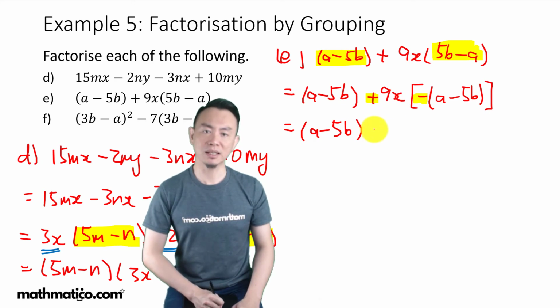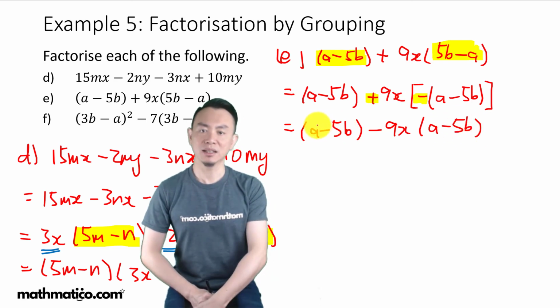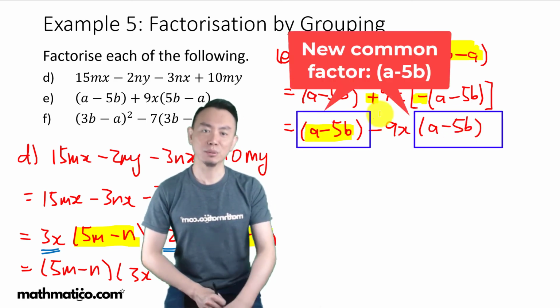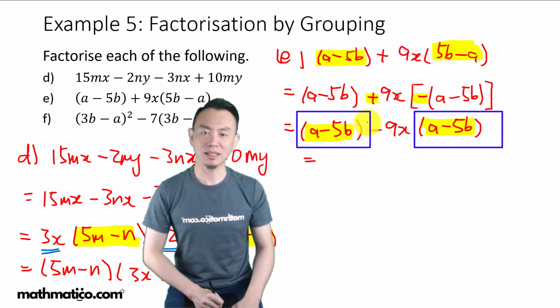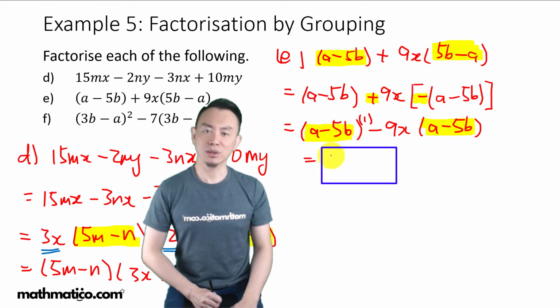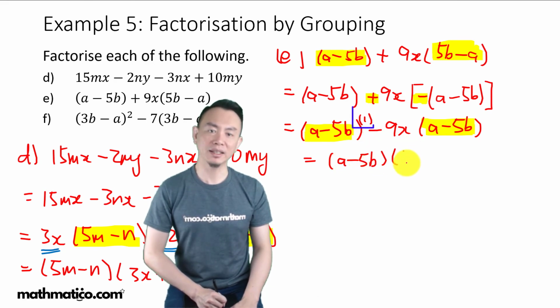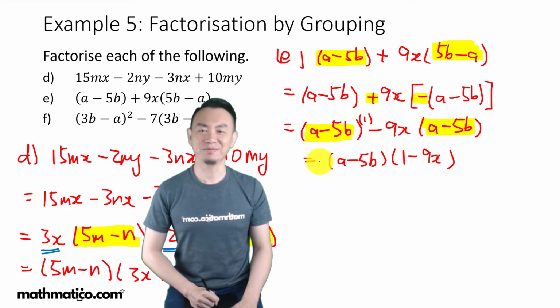So plus minus is minus. You have 9x, and you have this bracket here, a minus 5b. Aha, now we have the new common factor, a minus 5b is the same. And we can complete the factorization, bearing in mind that this is a 1 here, a minus 5b times 1. Otherwise you wouldn't know what to do. So a minus 5b is the new common factor, and you have 1 minus 9x. That's your part E.